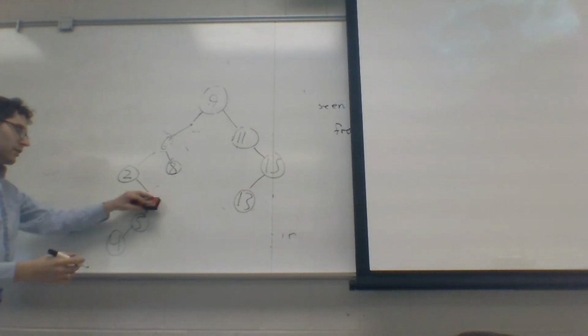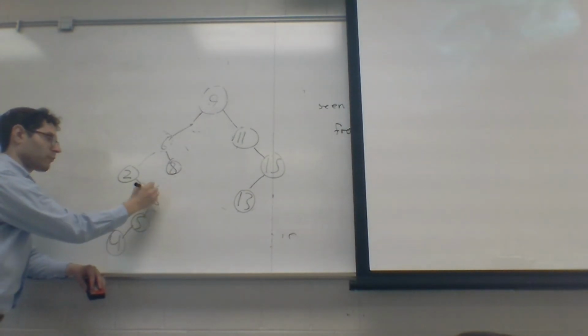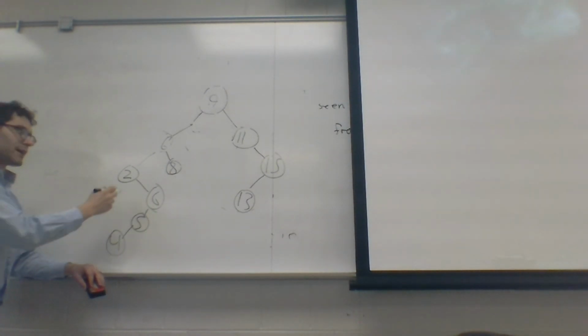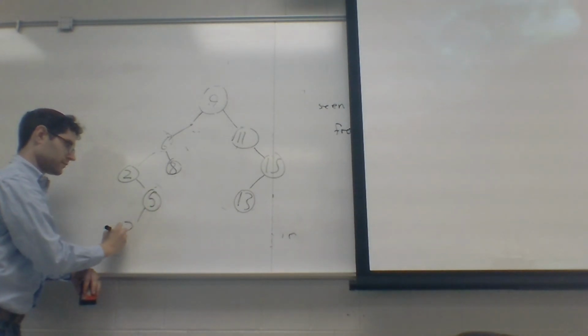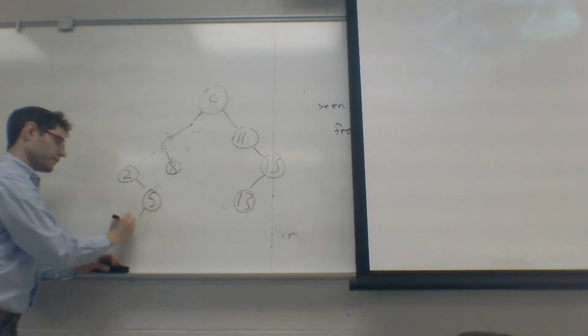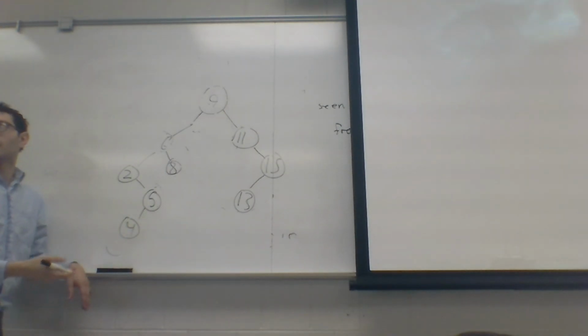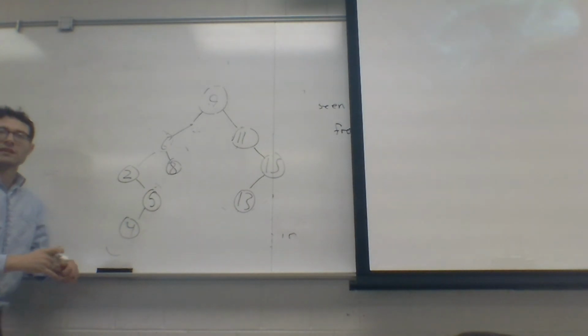6 had 1 child, which was 5. So we have to adopt 5. Right? And it maintains its order by doing this operation. Make sense to everybody?